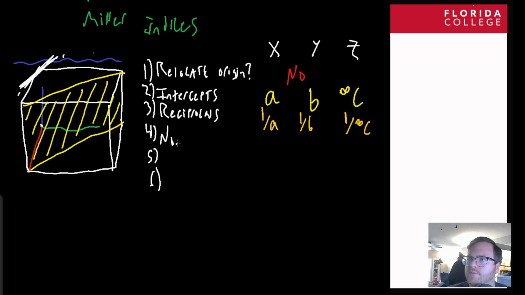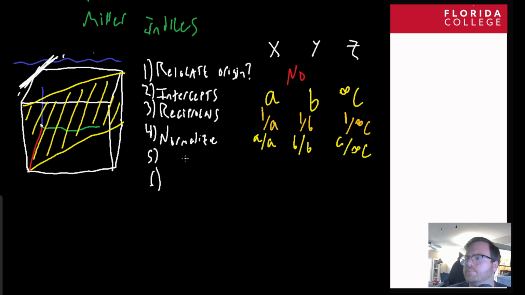So we normalize by multiplying by a, b, and c. So now we have a over a, b over b, and we're going to have c over infinity c. With the c over infinity c stuff, just bear with me. You'll see how that works out.